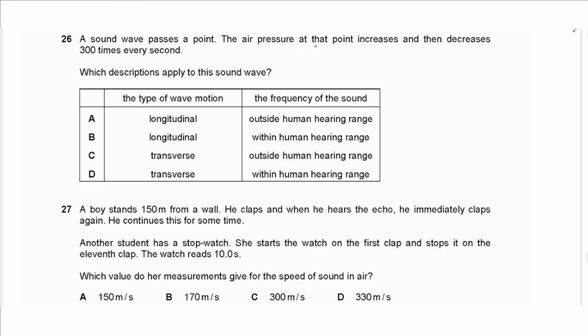The air pressure at that point increases and then decreases 300 times every second. Which descriptions apply to this sound wave? So sound is a longitudinal wave, not a transverse wave. And the frequency of the sound, 300 times per second, that's 300 hertz, which means it is within the range of human hearing, which is from 20 hertz to 20,000 hertz. So within the human hearing range, so we choose B.